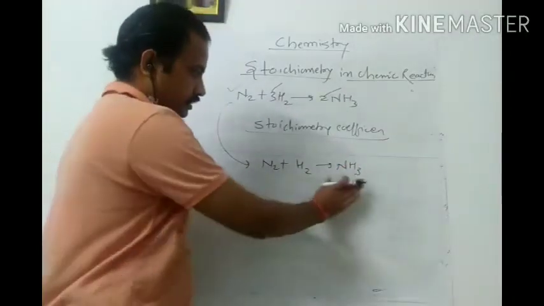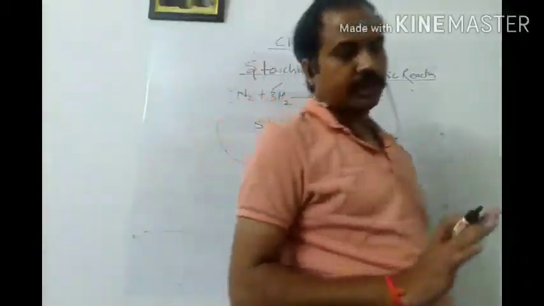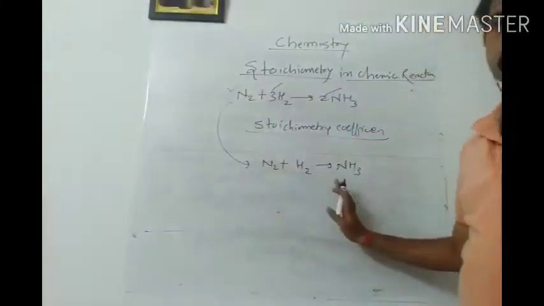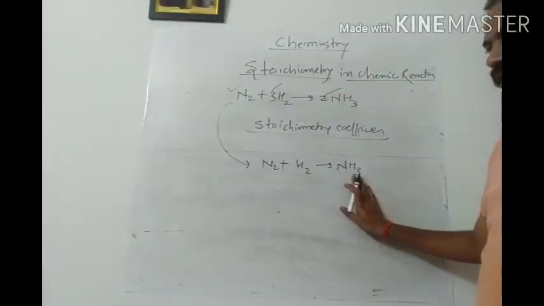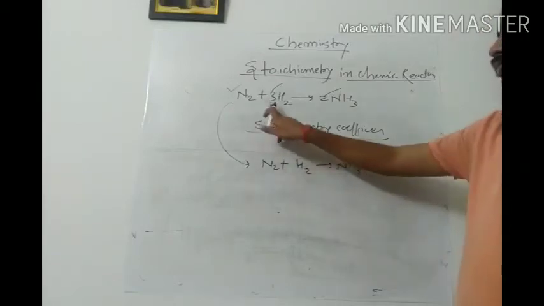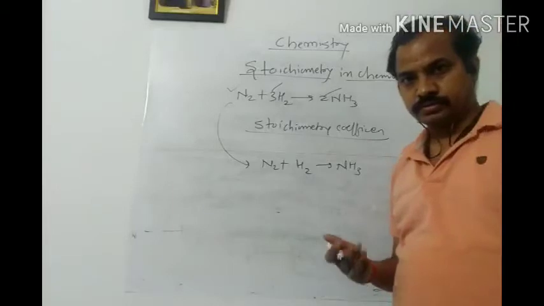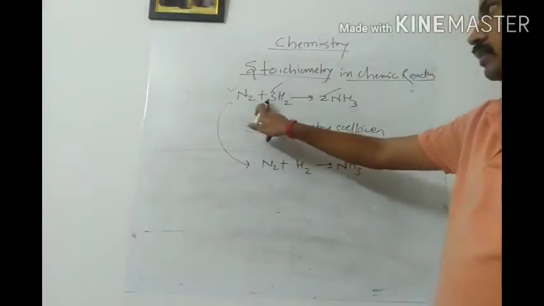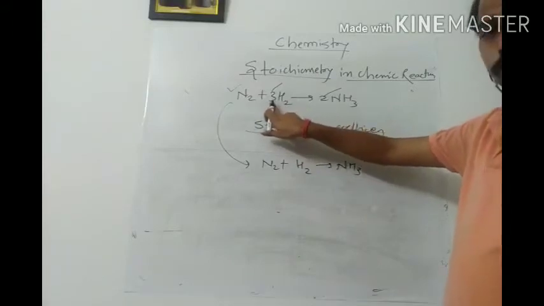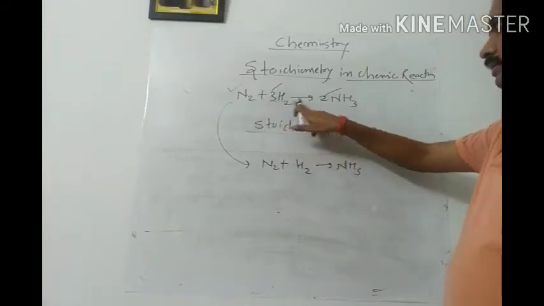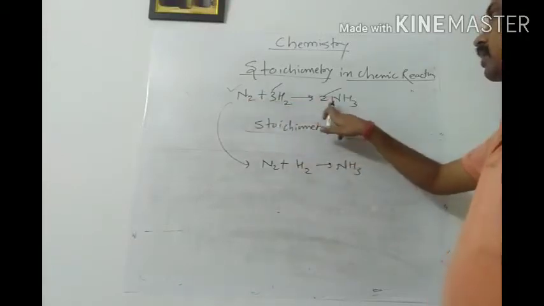So this reaction is violating the law of conservation of mass, because total mass of product is not equal to total mass of reactant. Hence we have to use these stoichiometric coefficients here. Here, when 3 moles of hydrogen react with nitrogen, we will get 2 moles of ammonia.